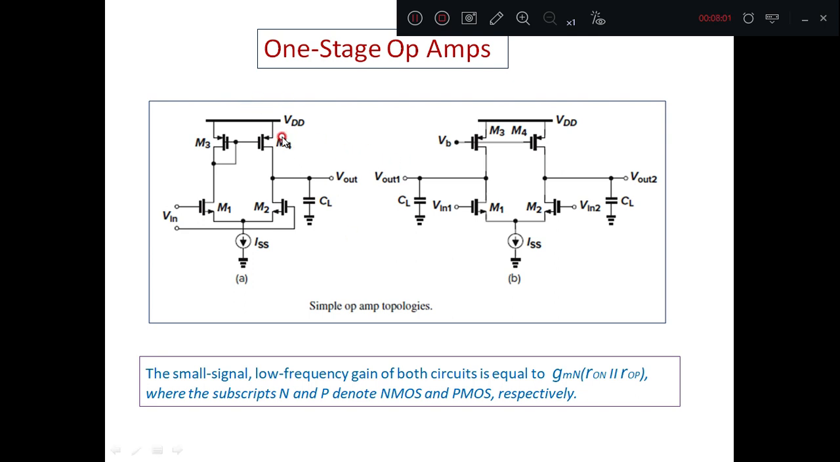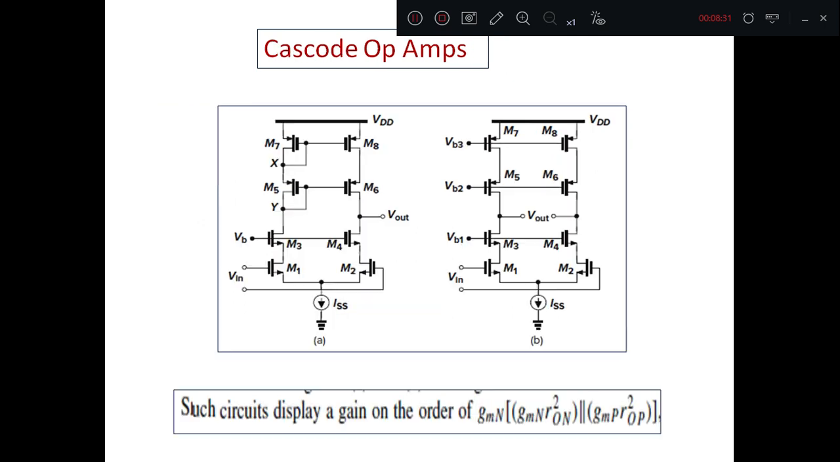This circuit also we have studied and this circuit also we have studied. Since the output is taken from the single end, this is the single-ended topology, whereas here the output is taken from this point as well as from this point, so we call it the differential output. Here the bandwidth is usually determined by the load capacitance CL. This is just a brief idea of what is one-stage op-amp.